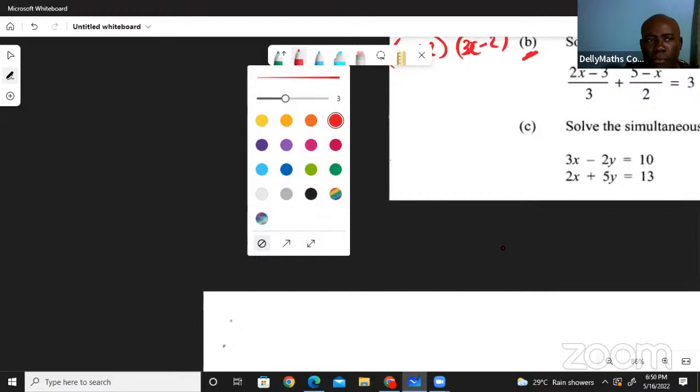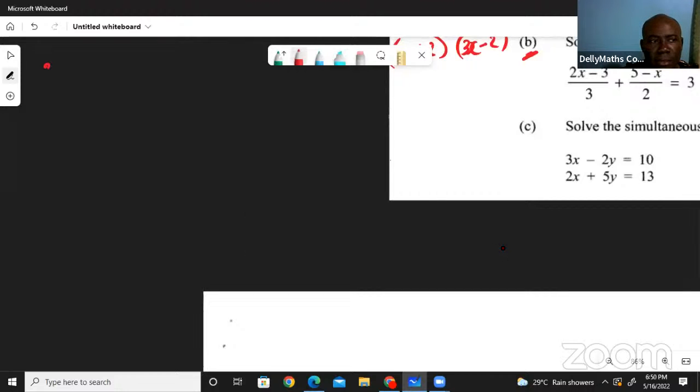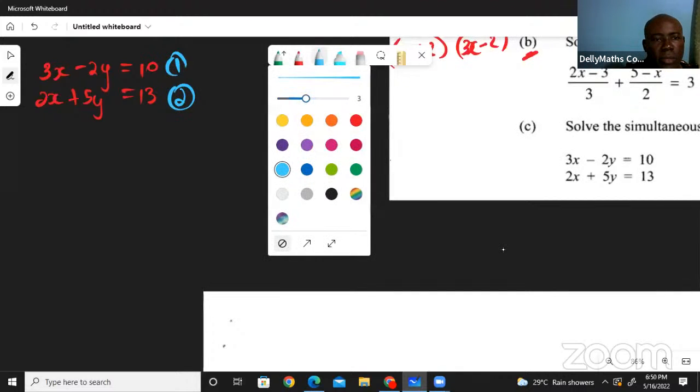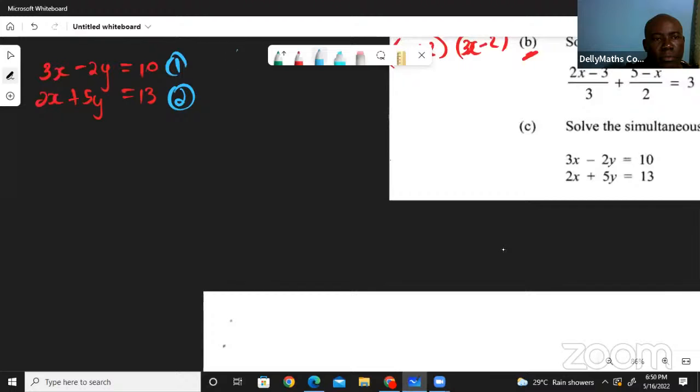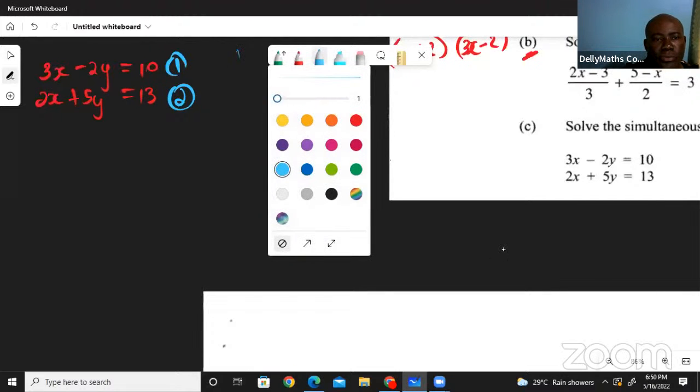It says here 3x minus 2y is equal to 10, and then we have 2x plus 5y, and this is equal to 13. Right? So what we want to do, this is situation 1, situation 2. All right, situation 1, situation 2.